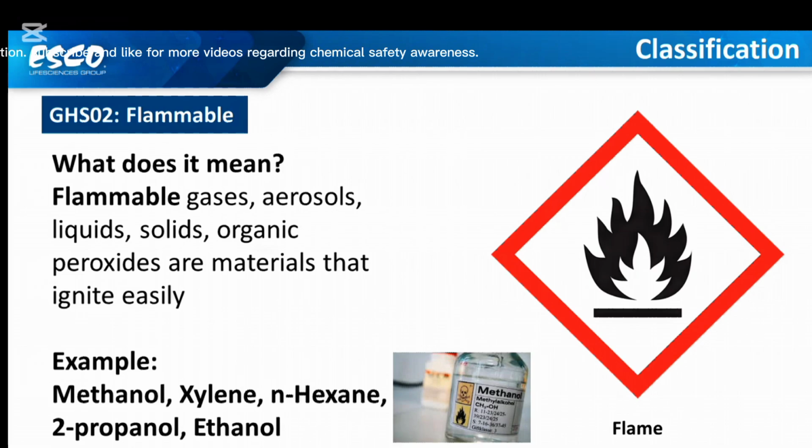Then we have the flammable family of chemicals, which the code should be GHS02. It refers to gases, aerosols, liquids, solids, organic peroxides, and materials that ignite easily.